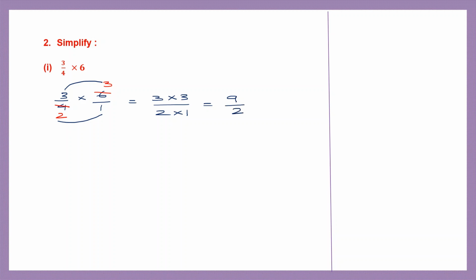9 by 2, which we can convert to a mixed number. Divide 9 by 2. 2 fours are 8, minus 1. So our mixed number here will be 4, which is the whole number, the remainder and the divisor. So 4 1 by 2 is our answer.